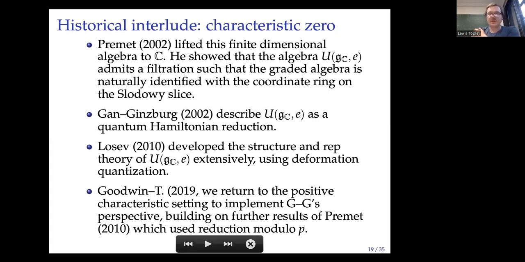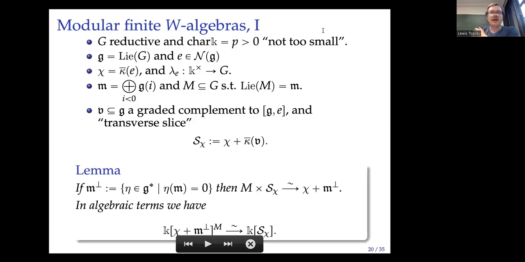But we went back and built up a foundation which works under these very mild assumptions, which I mentioned earlier. So p is not too small. In particular, if you know about the rep theory of these algebras, then I'm assuming the standard hypotheses which appear in Jantzen's notes. So let's refresh the notation again.